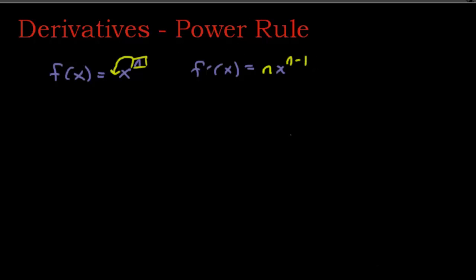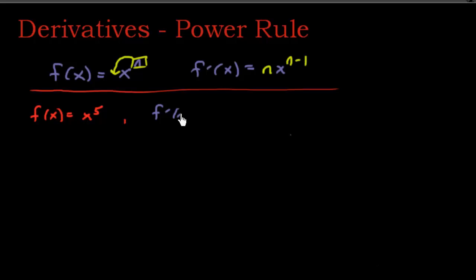So let's go ahead and do some examples. Say I wanted to find the derivative of x to the 5th. Then the derivative is going to be f prime of x. So you're going to take the 5 and bring it down out front. So we're going to have 5. You still have that x, and then you subtract 1 off the exponent. So 5 minus 1. And so that's going to give me 5x to the 4th.